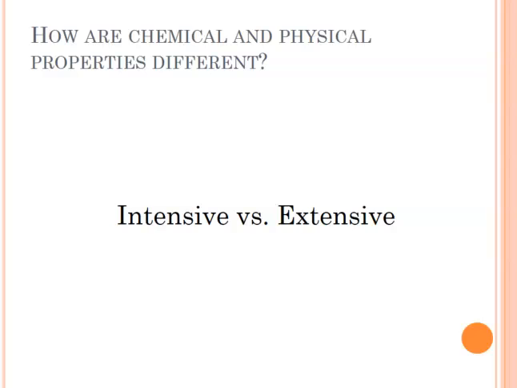And don't forget about intensive versus extensive. So intensive means it's independent of how much you have. Extensive depends on how much stuff you have. So mass would be an extensive property. Color would be an intensive property.